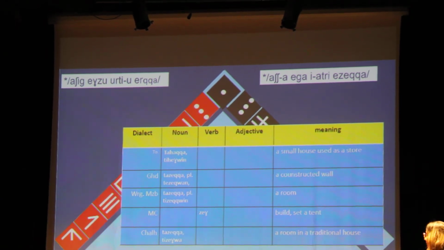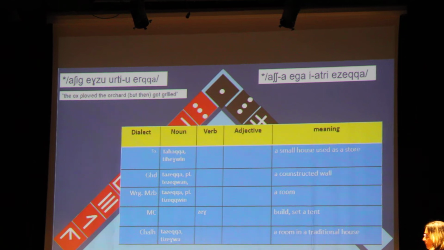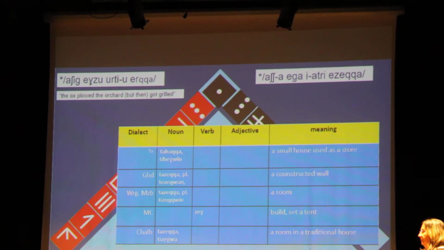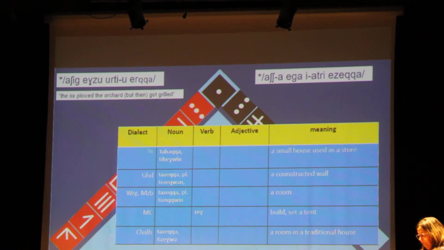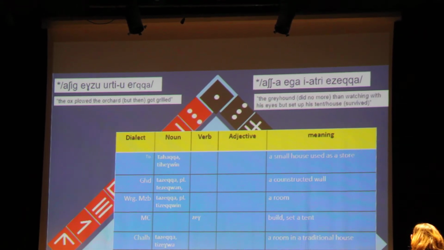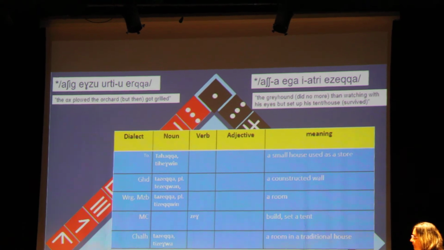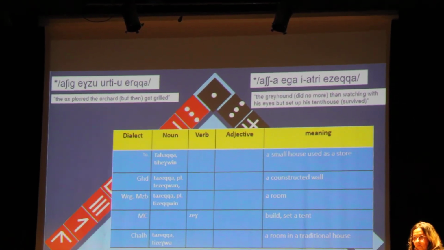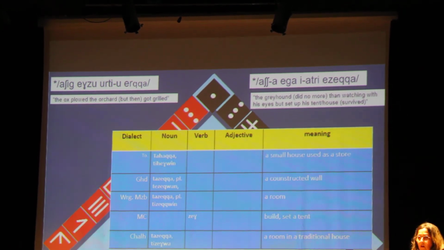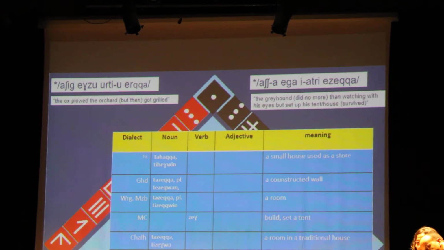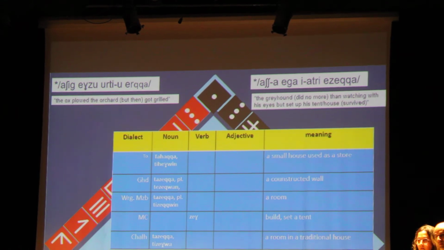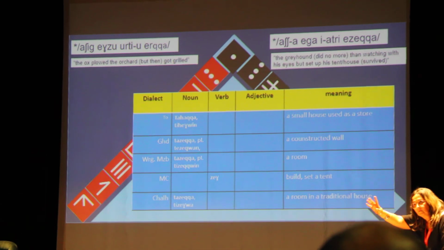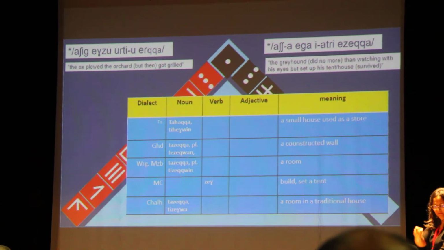So it runs very well, and the literal meaning of it is the following. The ox plowed the orchard, but then got killed, got grilled, raised, while the greyhound did no more than watch him with his eyes, but set up his tent or house, that is to say, he survived. So here we have a comparison between two animals, one animal which is working and working, but ill rewarded, and the other animal is just watching around, but is raised.